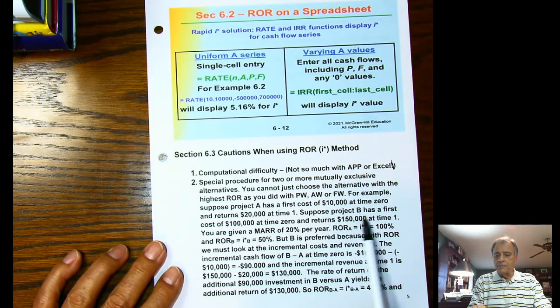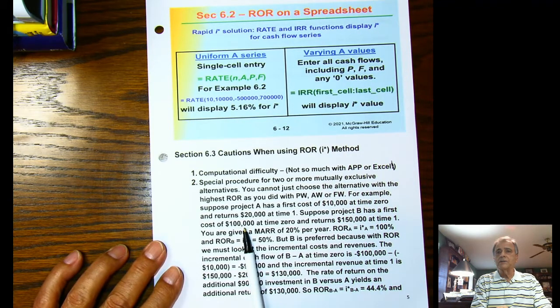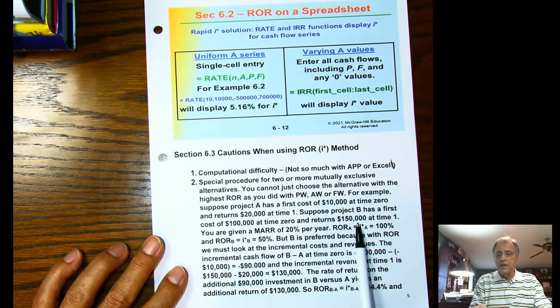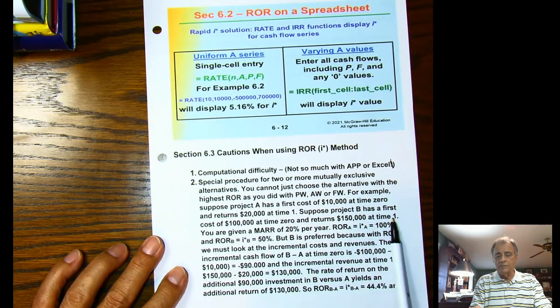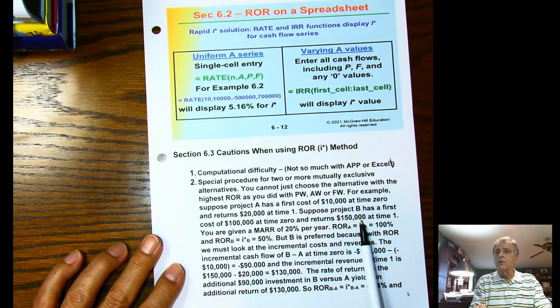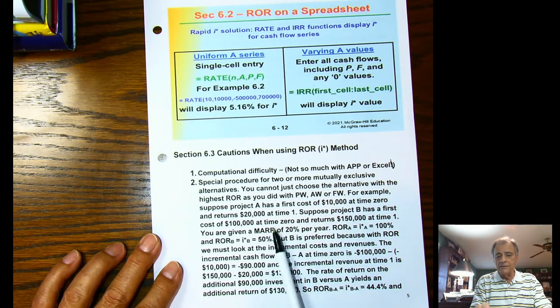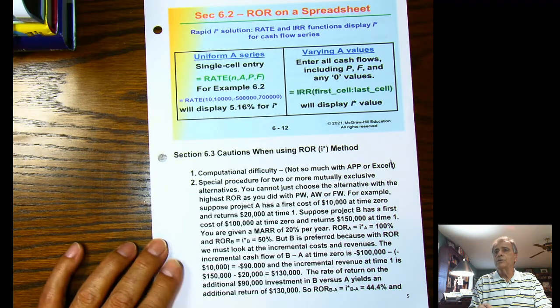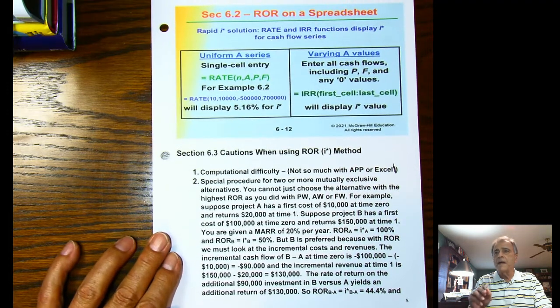Suppose that project B has a first cost of $100,000, so it's a much bigger project, at time 0 and returns $150,000 at time 1. Well, it's returning your $100,000 plus $50,000 in addition to the $100,000. So that's a rate of return of 50%, which is less than that of A. A had 100%. But you can't just do that and say A is better than B.